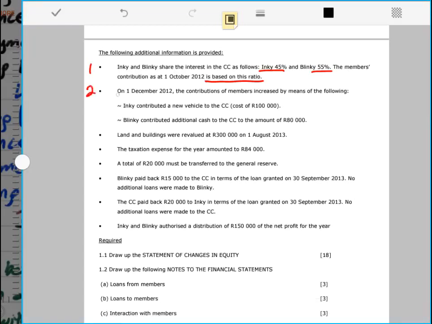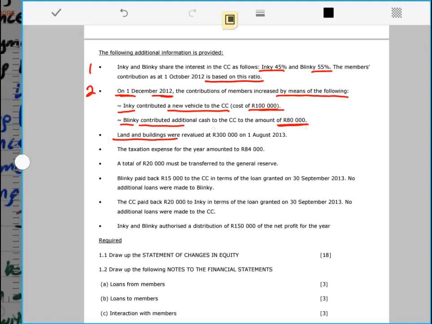Second bullet point says on the 1st of December 2012, being the current year, the contribution of members increased by means of the following: Inky contributed a new vehicle at the cost of 100,000 rands, and Blinky contributed additional cash to the close corporation to the value of 80,000 rands. So now these are the contributions that took place during the current year.